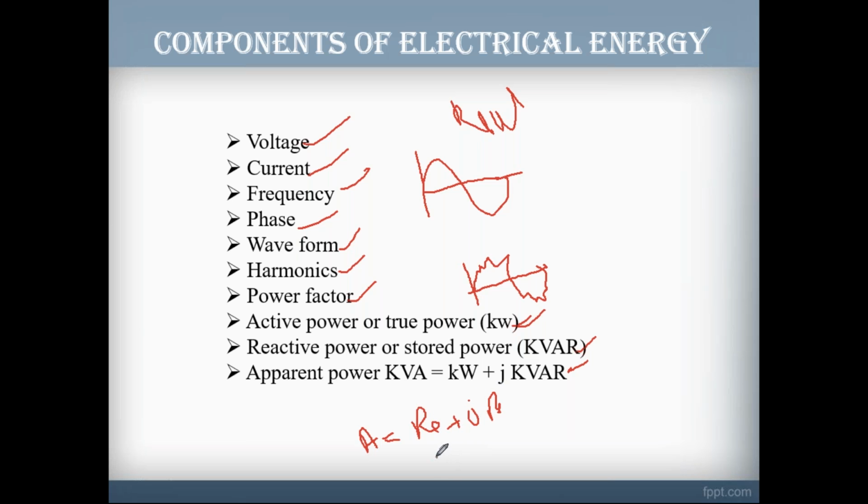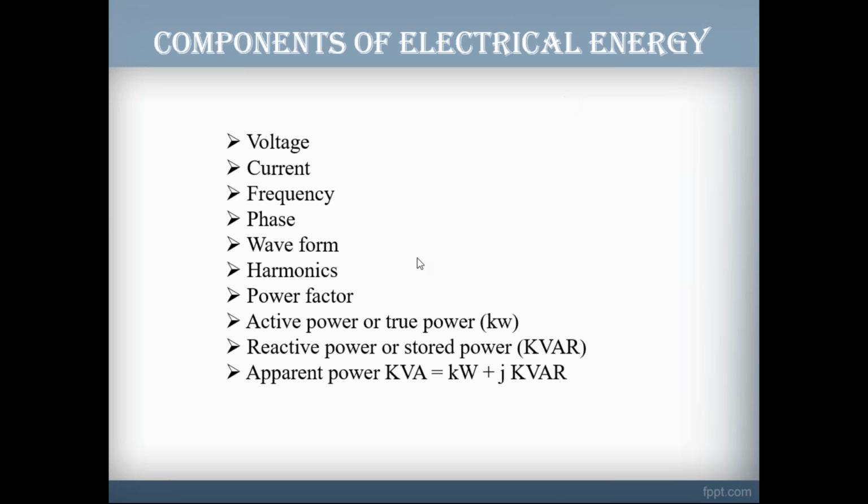So this can be written as S = P + jQ. This is the equation of power combinations. S is the apparent power, P is the real power, Q is the reactive power, right? So remember this equation. These are the parameters and components we are using in the transformer.